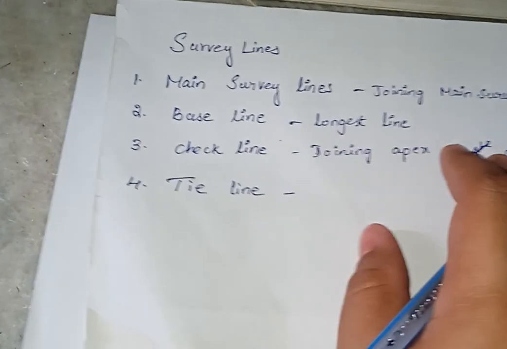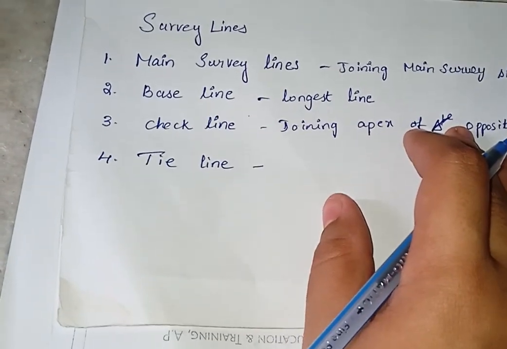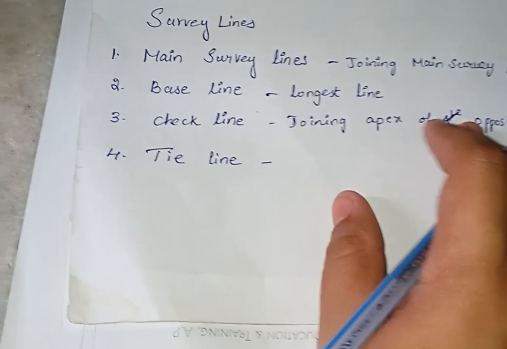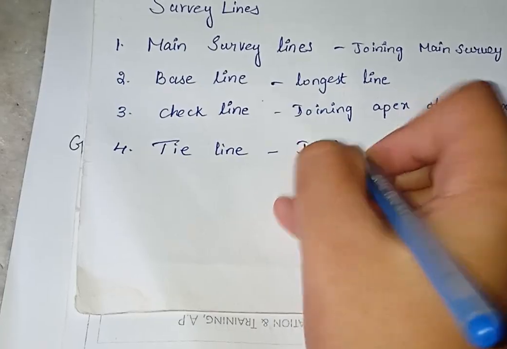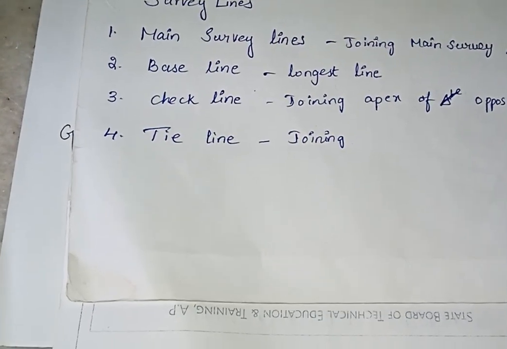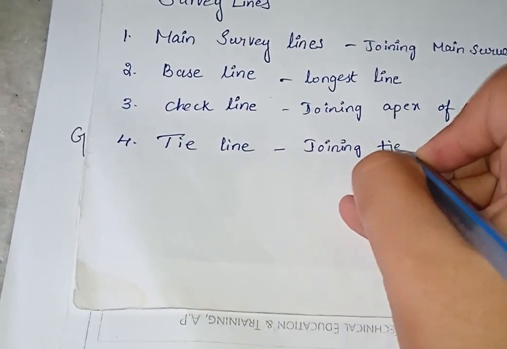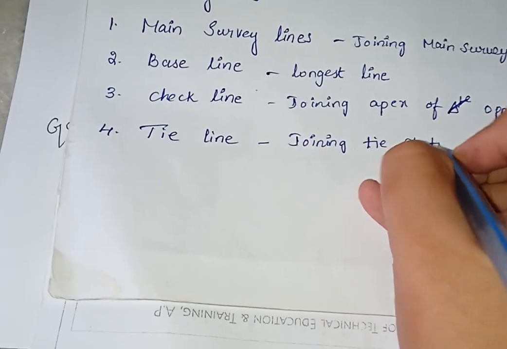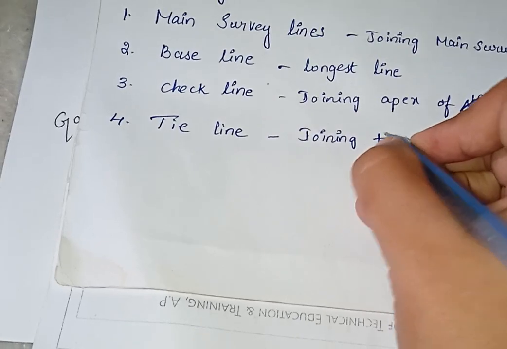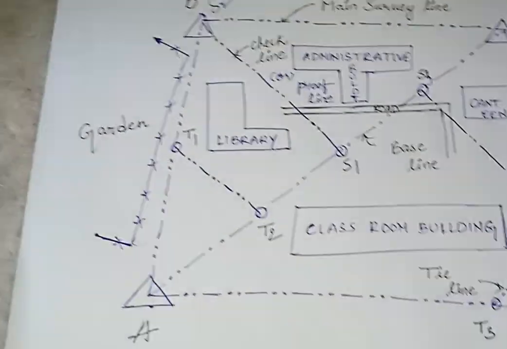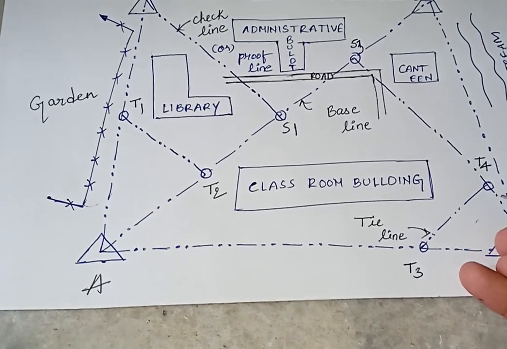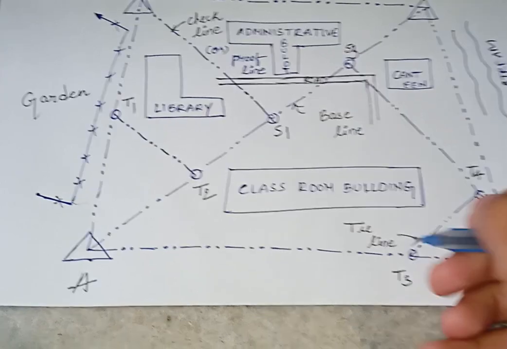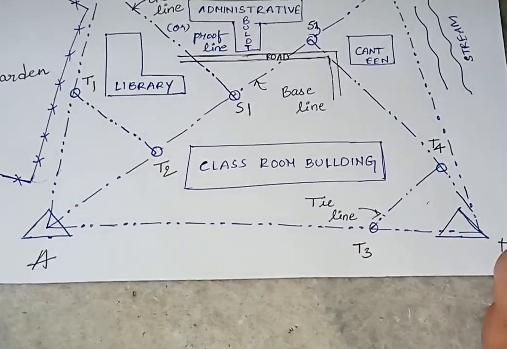Next is tie line. The chain line joining subsidiary or tie stations on the main survey line is known as tie line. Means the lines which are joining the tie stations are known as a tie line. See, this is one tie station. This is also one tie station. The line joining these two tie stations is known as a tie line.